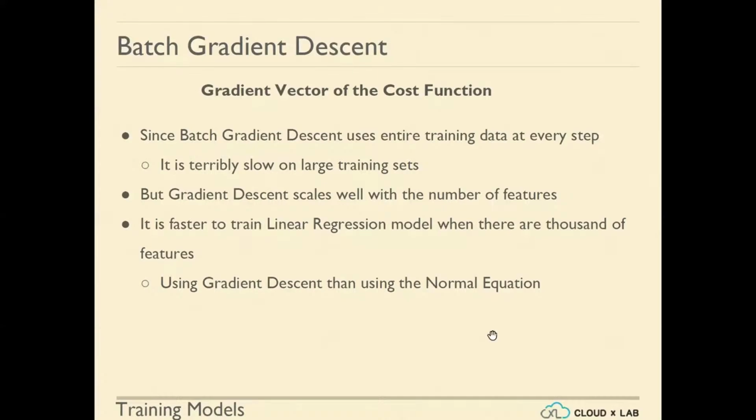So since batch gradient descent uses the entire training data to calculate the gradient, that's why batch gradient descent is terribly slow when we have large data sets, when we have millions of data points in our data set. Then this batch gradient descent method will be very slow, right?